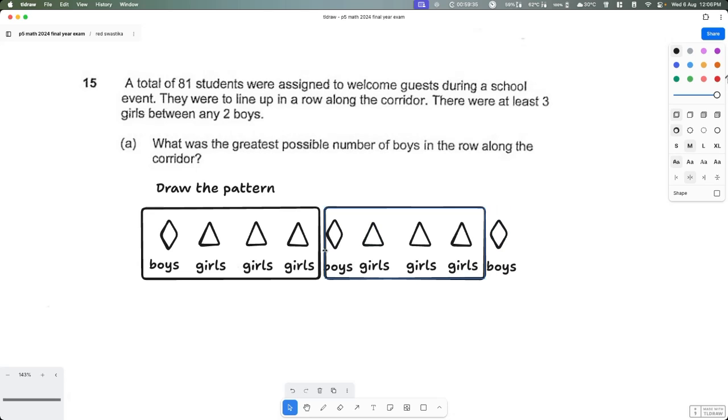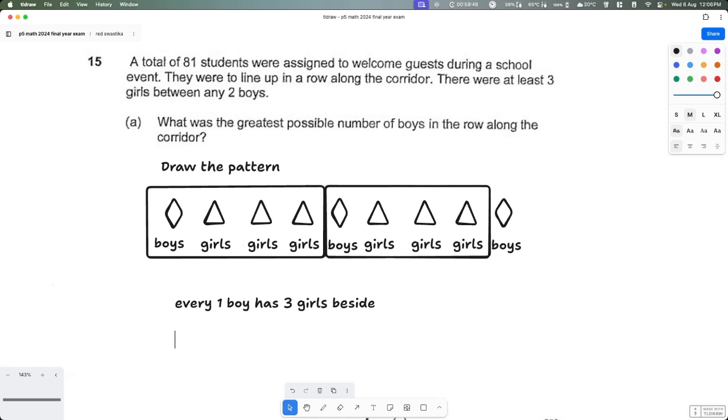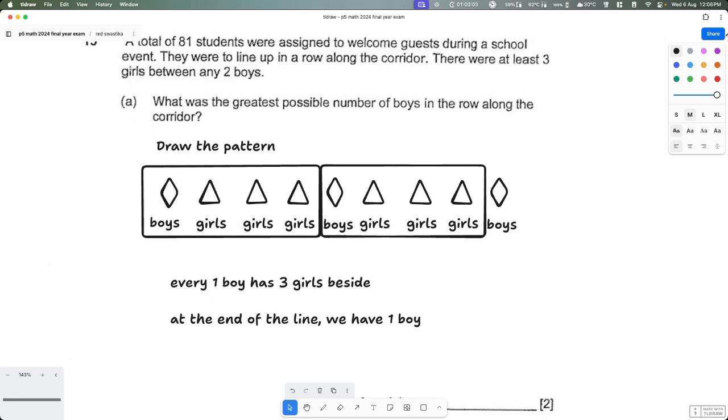So every one boy has three girls beside. So that means if we have 81, we leave one boy at the end. At the end of the line we have one boy. So we minus the boy. 81 minus 1 equals 80.